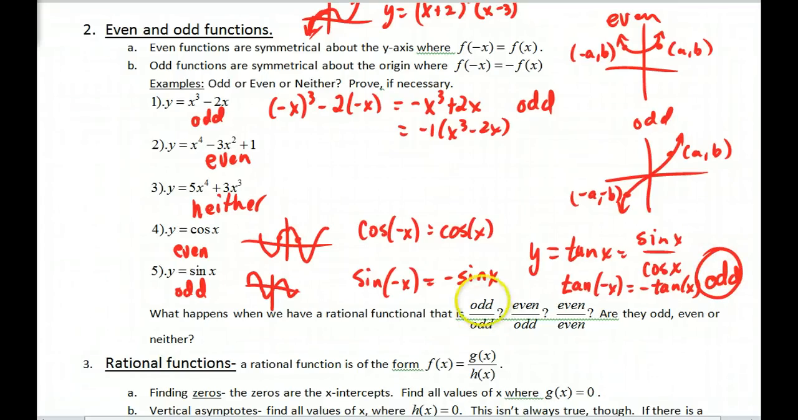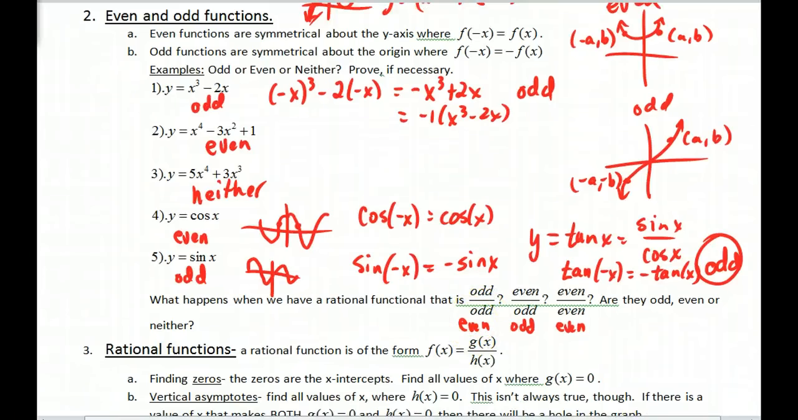And remember that if we take an odd divided by an odd, it's kind of like a negative divided by a negative, this turns out to be even. Even divided by odd, it's kind of like a positive divided by a negative, and so this would be an odd function. And even divided by even, it's like a positive divided by a positive, so we end up with an even. Okay? So you should know these rules. When I say division, it's the same thing as multiplication. If I take an odd times an odd, that would be an even as well. So those are some things that you should know.